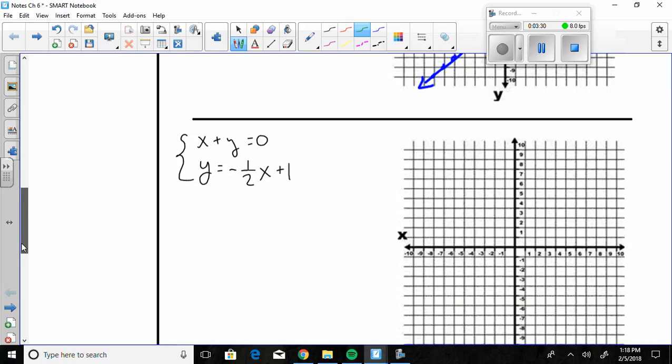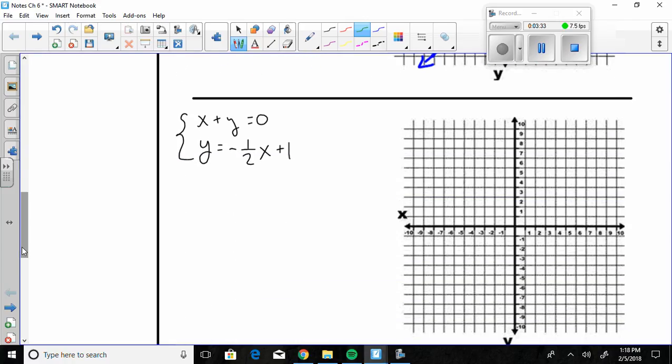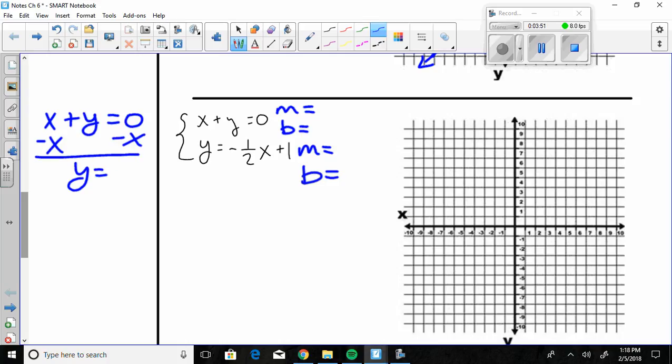And we keep going. Try another one here. So x plus y equals 0, y equals negative 1 half x plus 1. So once again, we need two things. We need our m and our b. Well, in order to find our m and our b easily, we need y to be by itself. So x plus y equals 0. So solving for y, we subtract x from both sides, and we get y is equal to negative x. So our m is negative 1. So negative 1 over 1, down 1, right 1. Our b is 0 because we don't see anything out there. On the second one, our m is negative 1 half. So down 1, right 2, and our b is 1.